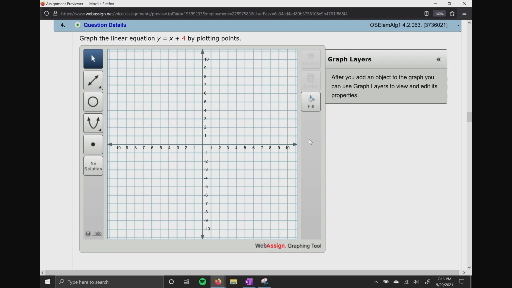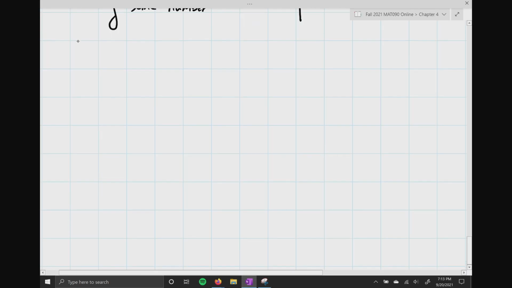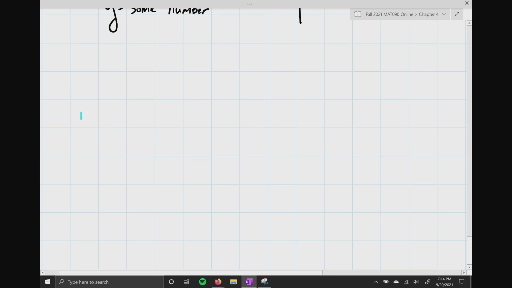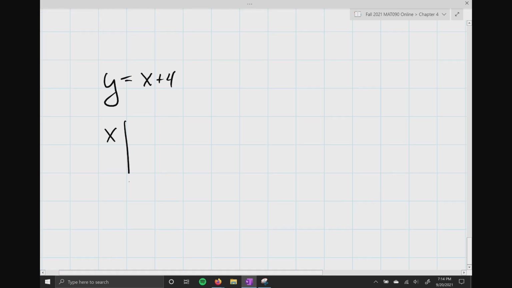So let me go back into our notes. Okay. Oh, I need a different marker here, sorry. I'm just going to write y equals x plus 4. And I'm going to create a table, x and y. And these are going to be my points, ordered pairs, x comma y. So I'm going to choose -2 and +2.